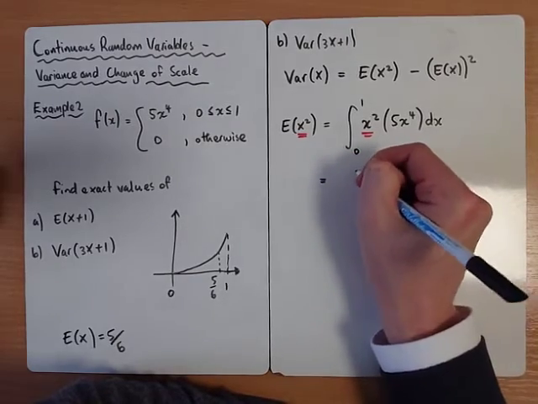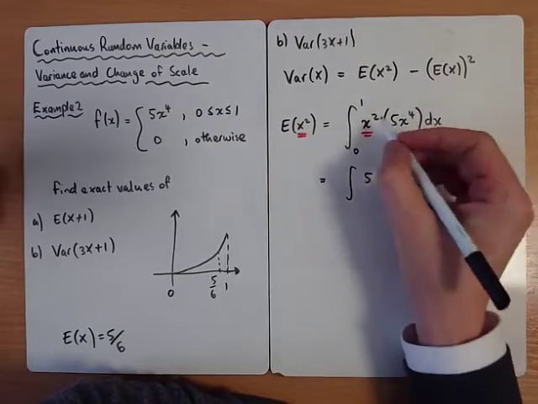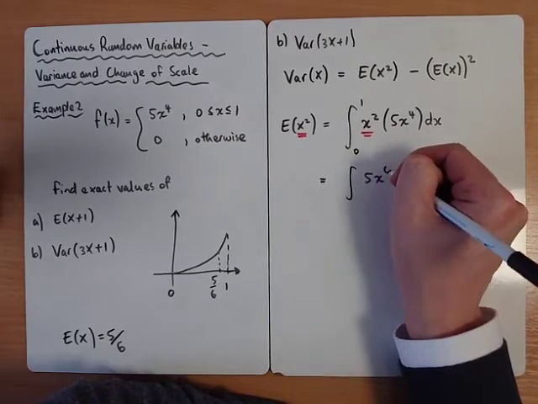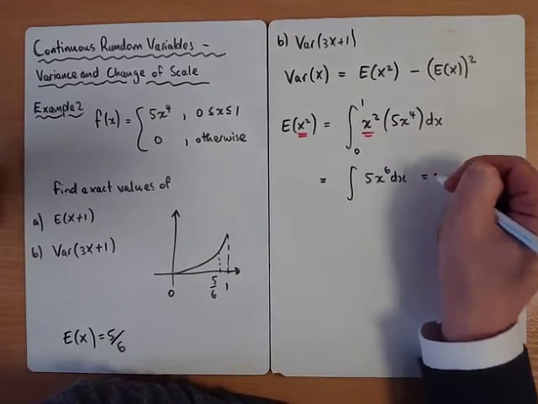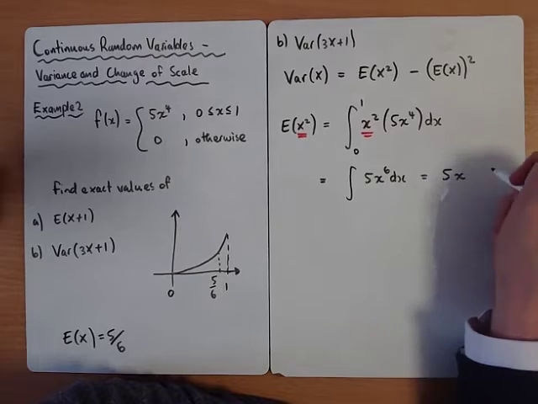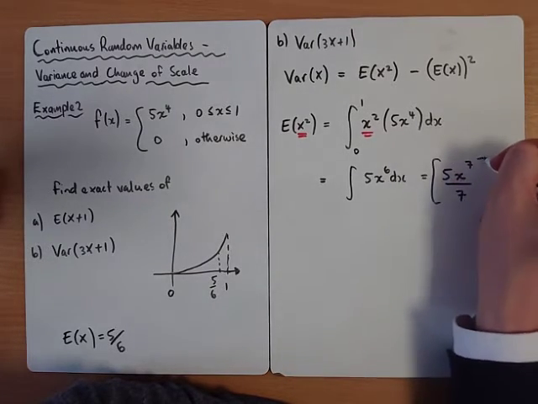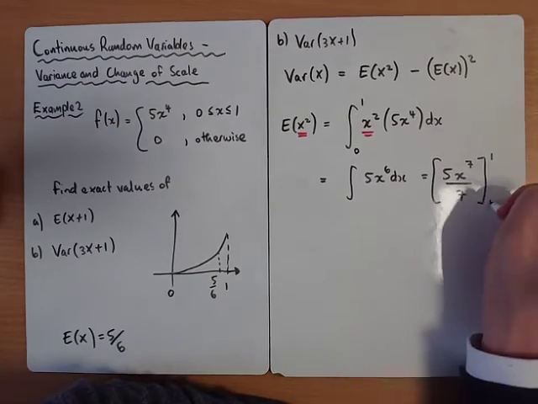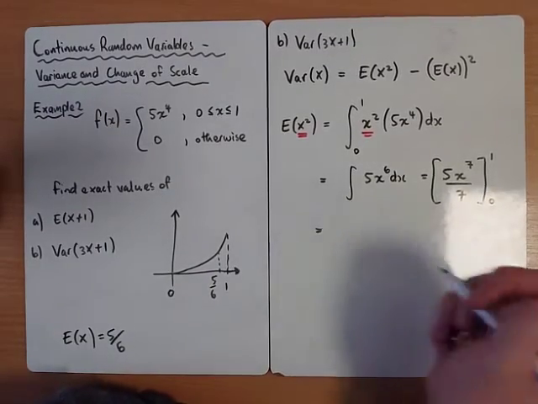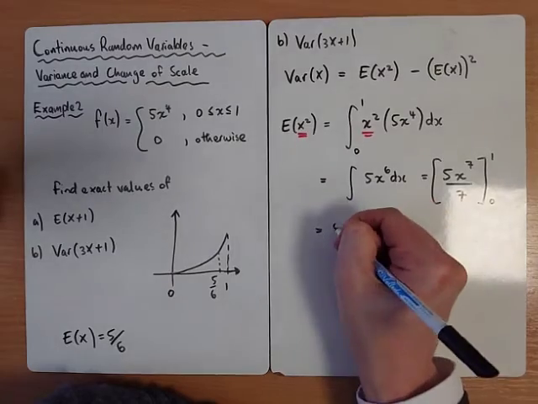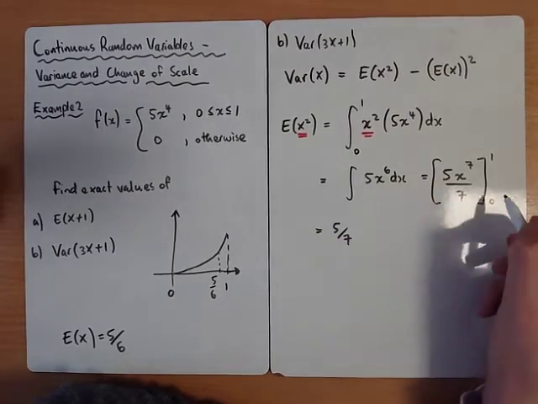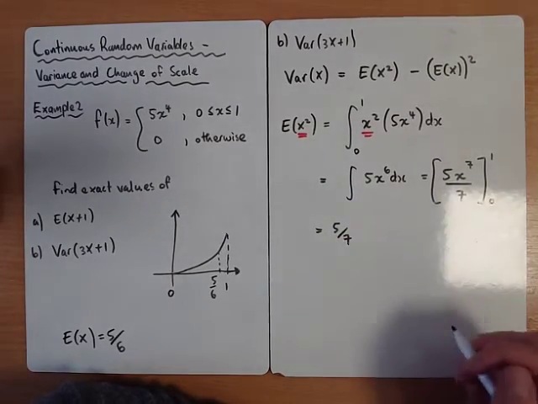So we can take the 5 out if you want, but we've got 5x to the 6. Add 1 to the power, divide by the new power. Limits at 1 and 0. So if we sub 1 in, we're going to get 5/7 minus sub 0 in. So the answer is just 5/7.